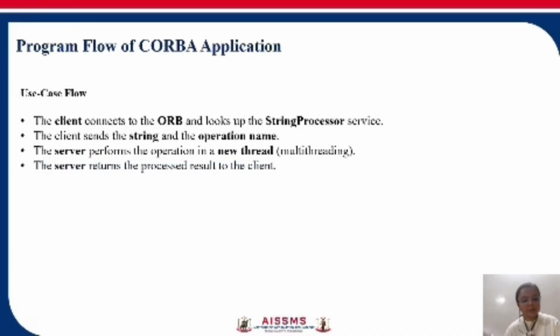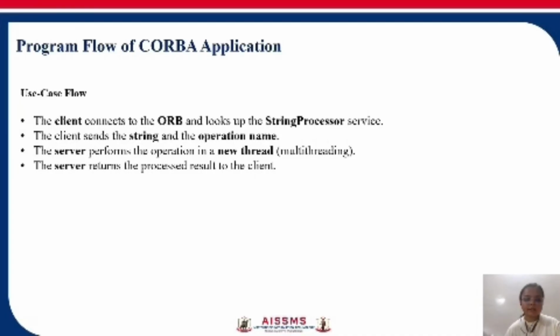Let's see how the program actually works step by step. The client connects to the ORB, the Object Request Broker, and looks up the service called string processor using the name service. The client then sends the string and the operation name to the server, and the server performs that operation inside a new thread. This is the multi-threading part. Once the operation is done, the server sends the processed result back to the client. The ORB manages all the communication between the client and the server. So, CORBA makes it possible for the client and server to work together even if they are in different systems or written in different languages. All we need to focus on is our logic. CORBA takes care of the rest.